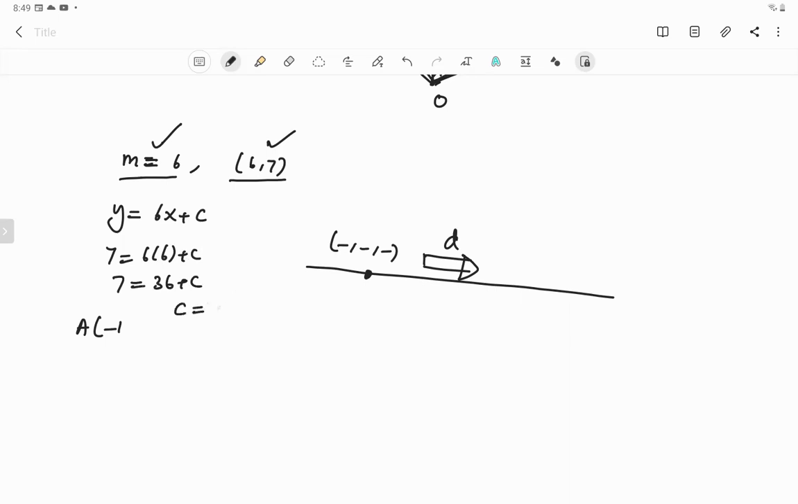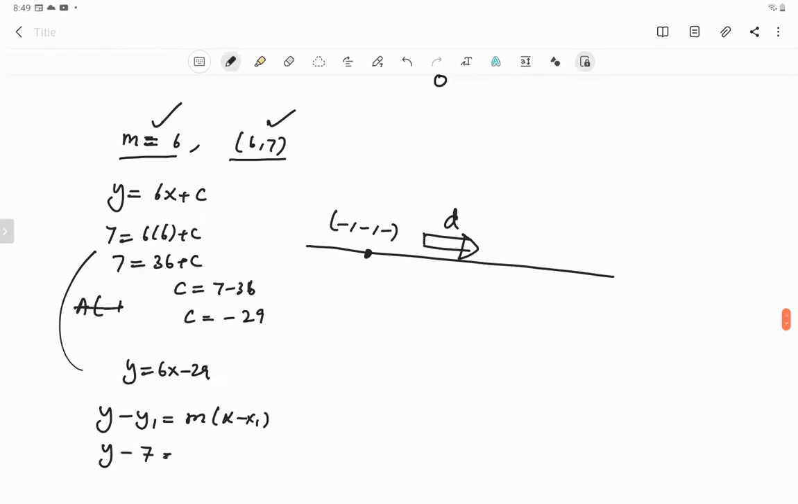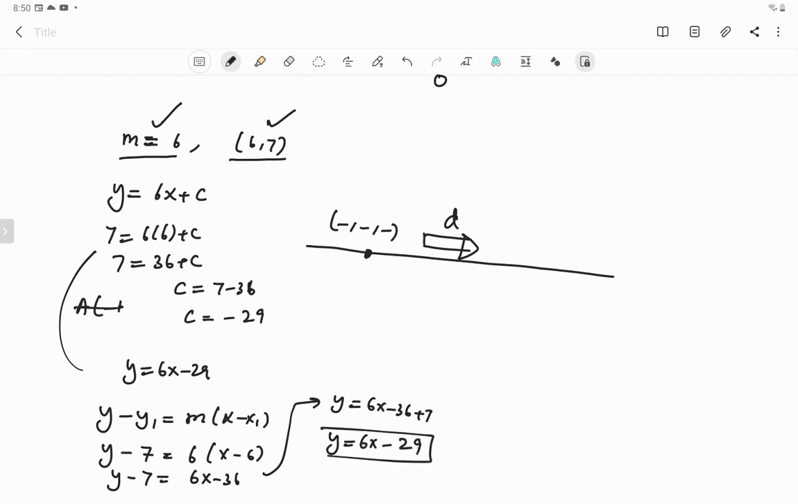So c is equal to what? 7 minus 36. c is equal to minus 29, and then your equation becomes y is equal to 6x minus 29. Or you can also use y minus y1 is equal to gradient times x minus x1. So y minus 7 is equal to 6x minus 36, and y is equal to 6x minus 36 plus 7. y is equal to 6x minus 29. So you used to calculate the equation of a line like this.